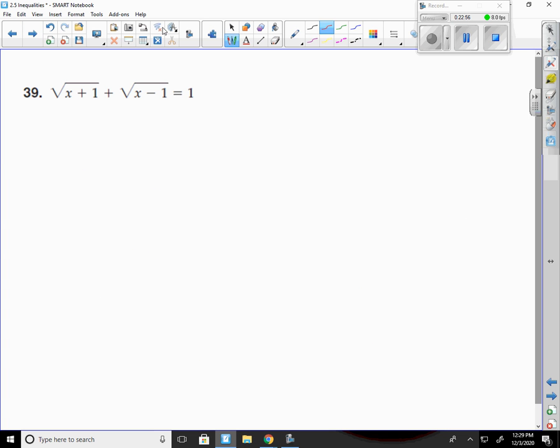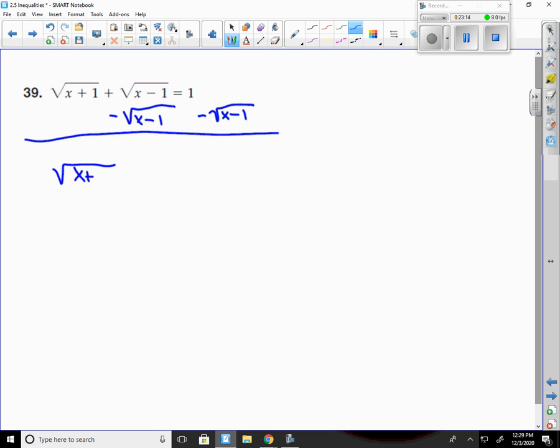Forget everything you just did. Forget everything I've ever taught you. I forgot to do the most important step first, which would be to subtract this over to the other side. So that now I have the square root of x plus 1 equals 1 minus the square root of x minus 1. Now I square both sides right away.